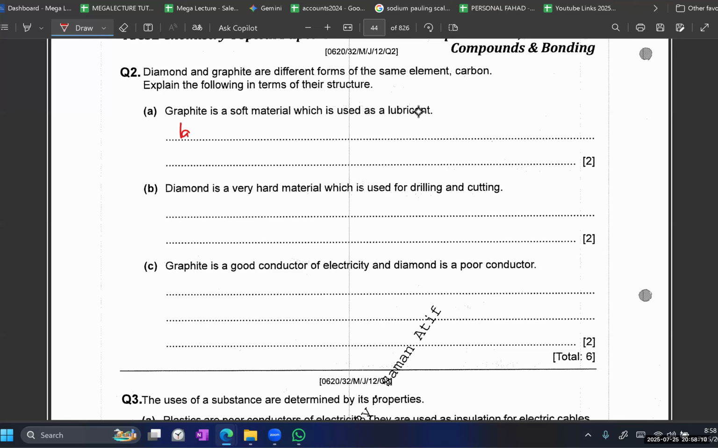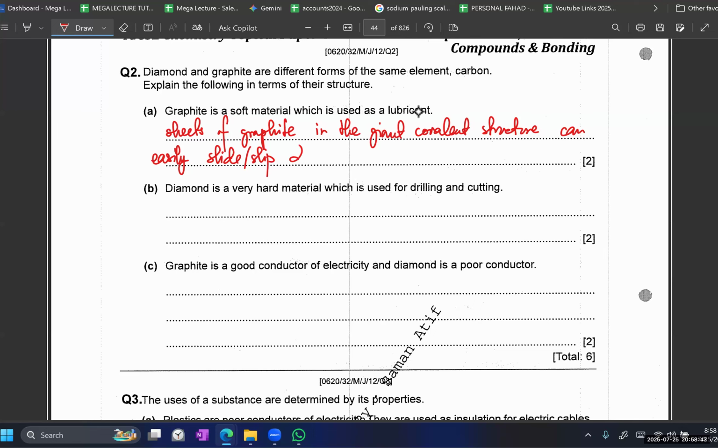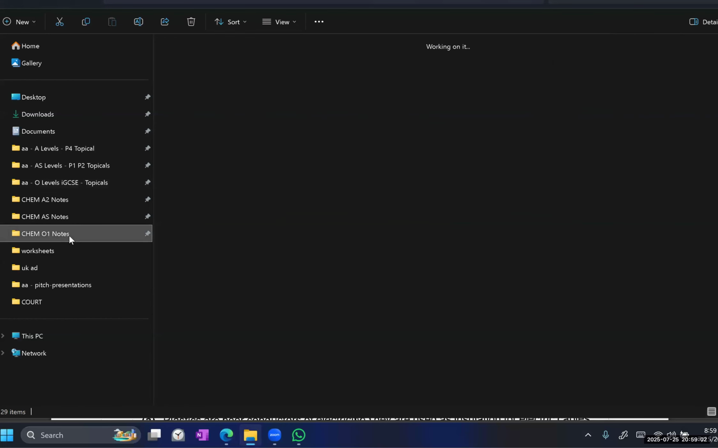The layers in the giant covalent structure, the sheets of graphite, can easily slip and slide due to weak, which force was it? Van der Waals forces, or you can write weak intermolecular force. Okay, I'll pull up my notes too, so we can refer to them and see what's happening.